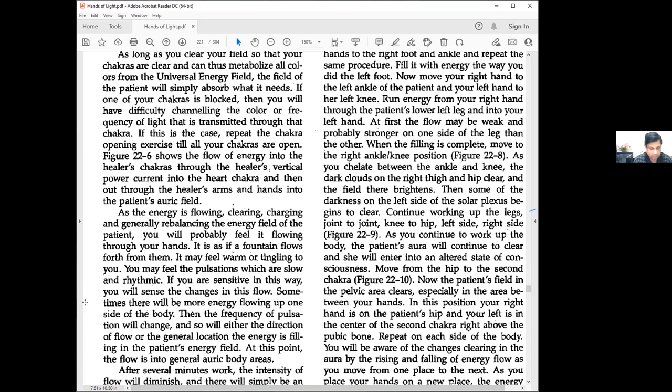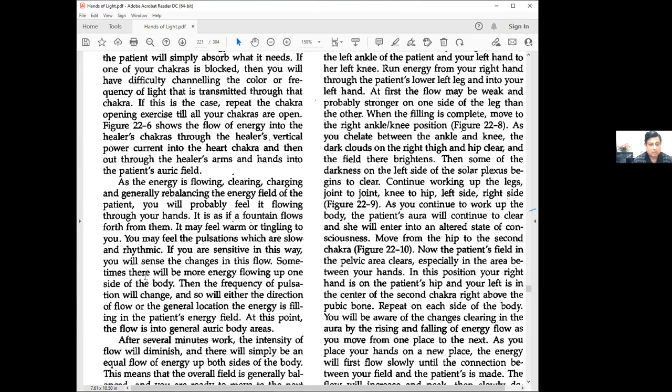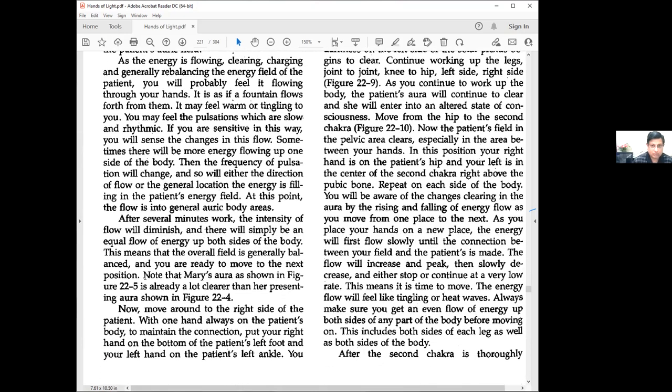Sometimes there will be more energy flowing up one side of the body. Then the frequency of pulsation will change, and so will either the direction of flow or the general location the energy is filling in the patient's energy field. At this point, the flow is into general auric body areas. Right. So the point here is, again, you have to start becoming sensitive to where the energy is flowing. You have to develop that feel and that field of vision to be able to actually visualize it. You can actually see it with closed eyes also, in my view.